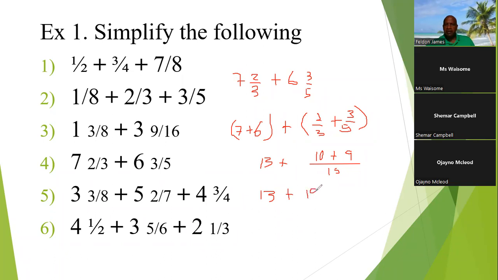19/15 is what kind of fraction? Improper fraction. And so what we need to do here is to convert this into a mixed number. So what would we get? You will get 1 whole number and 4/15. We get 1 and 4/15.